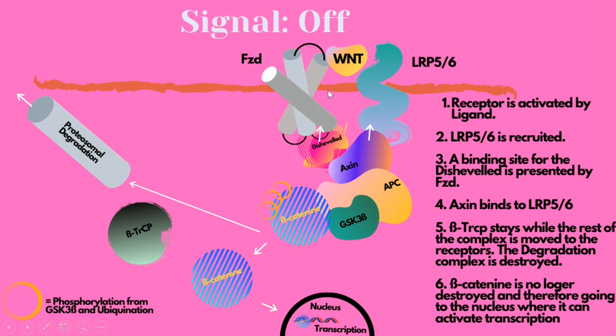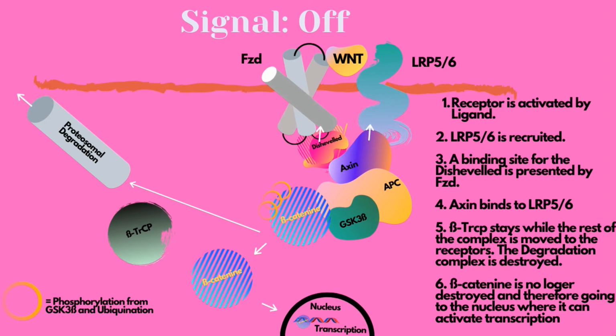When a ligand binds on our receptor, the receptor is activated, and our co-receptor here is recruited to the FSD receptor, and the receptor here has a binding site for the disheveled protein. FSD binds the disheveled protein, and the co-receptor binds the axon of the degradation complex. The enzyme here stays in place, and the rest of the complex is moved to the receptors, as you can see here.